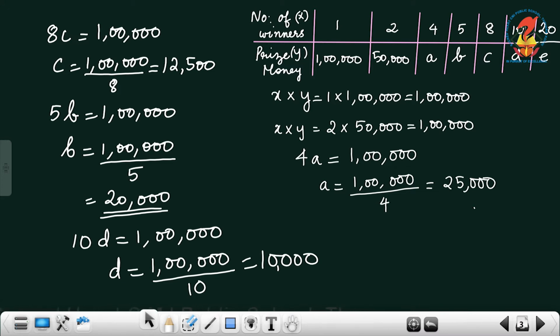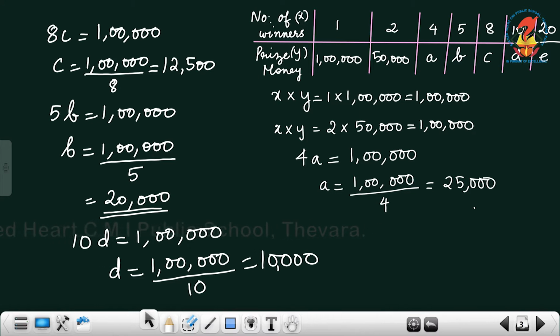When there are 8 winners, each person gets 12,500. When there are 5 winners, each person gets 20,000. When there are 10 winners, each person gets 10,000. As the number of winners increases, the prize money each person gets decreases. So if there are 20 winners, how much prize money will each person get? Each person will get 5,000 rupees. That you have to do on your own. I hope the question is clear to all.